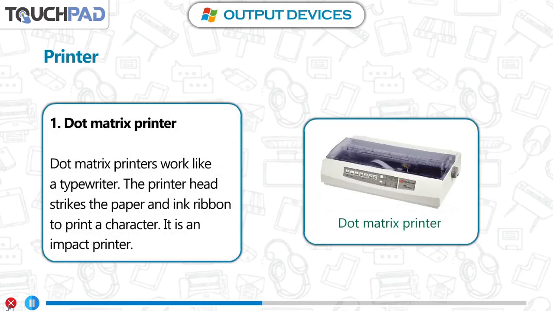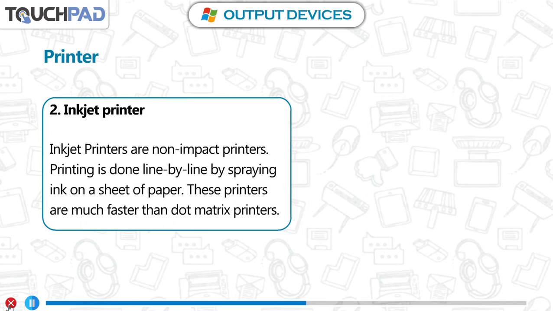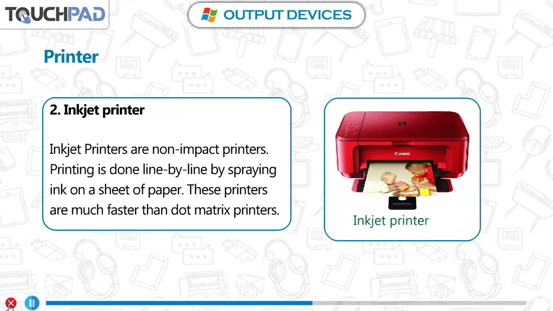1. Dot matrix printer. Dot matrix printers work like a typewriter. The printer head strikes the paper and ink ribbon to print a character. It is called an impact printer. 2. Inkjet printer. Inkjet printers are non-impact printers. Printing is done line by line by spraying ink on a sheet of paper. These printers are much faster than dot matrix printers.